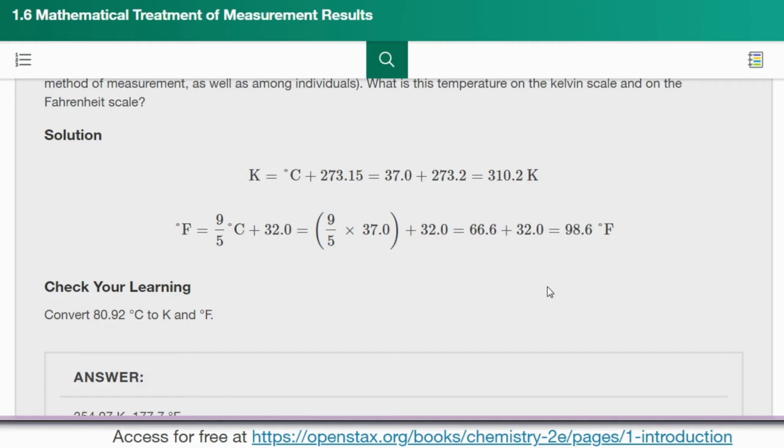So now let's check our learning. Convert 80.9 degrees Celsius to Kelvin and Fahrenheit.